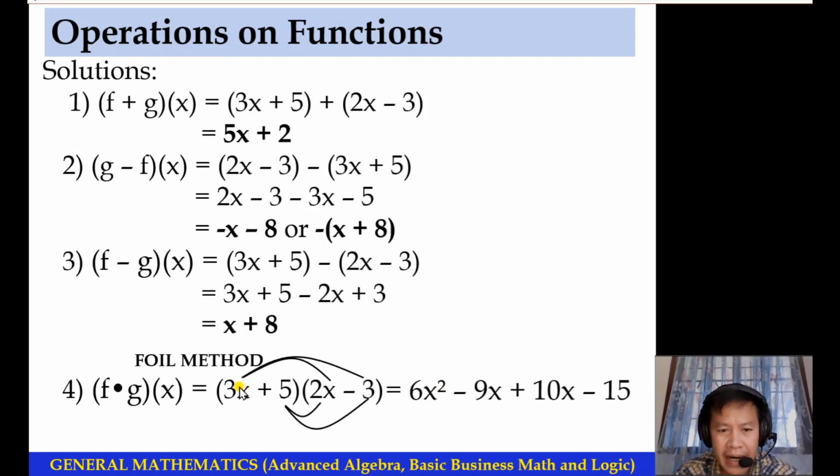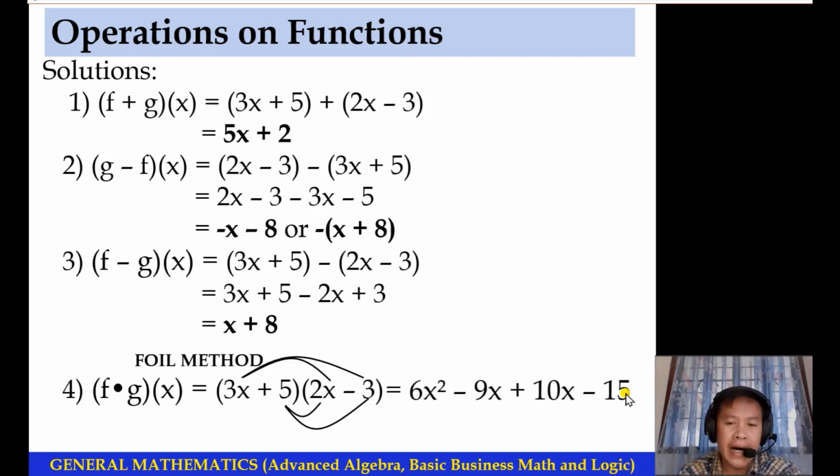Minus, we have the outer terms. 3x times negative 3 is equal to negative 9x. Okay, plus, we have the inner terms. 5 times 2x is positive 10x. Minus, we have the last terms. We have 5 times negative 3 is negative 15.